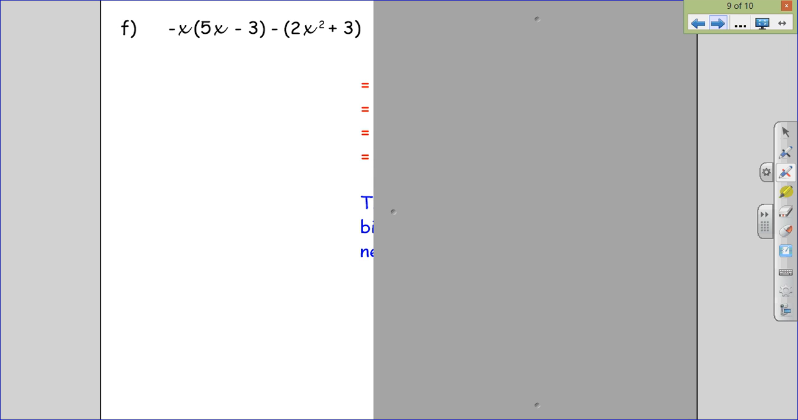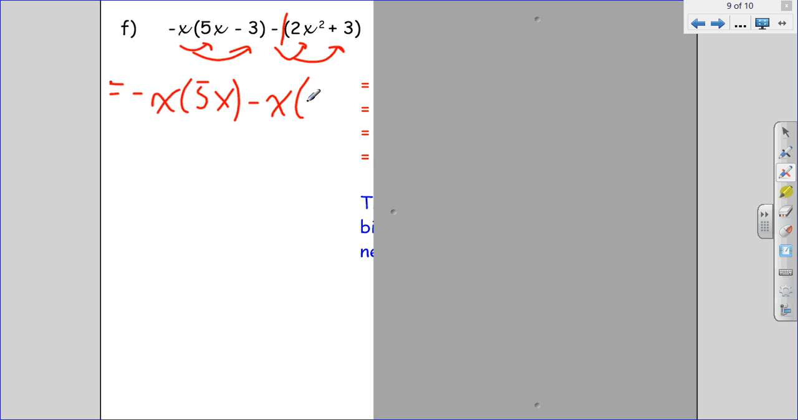Almost done. Last one. So we're going to do negative x times 5x and negative x times negative 3. And I don't see a number here. I can put a 1 there because there's one bracket. Minus 1 times 2x squared and minus 1 times 3. So that gives me negative x times 5x. Subtract x times negative 3. Then subtract 1 times 2x squared. Subtract 1 times positive 3.